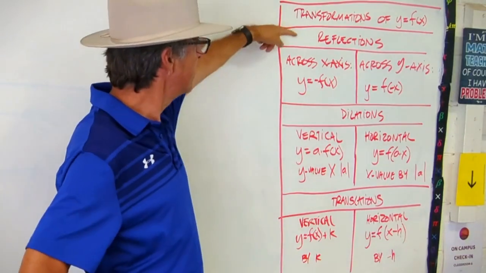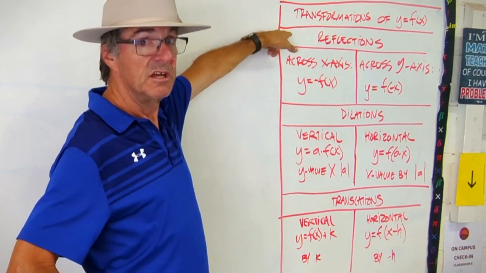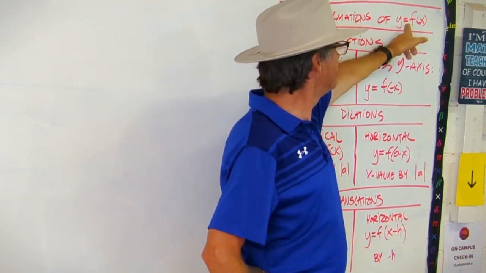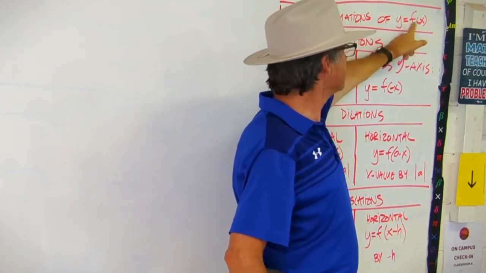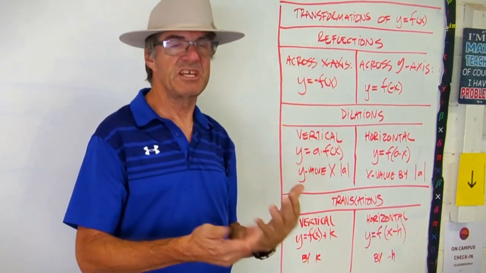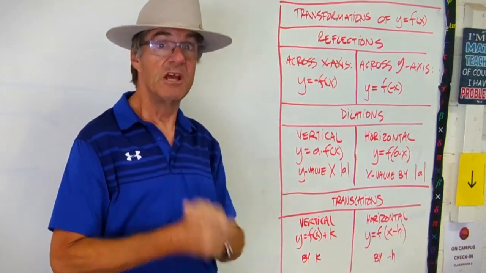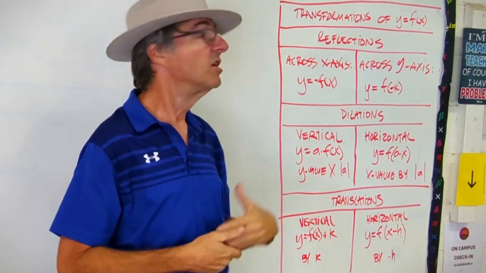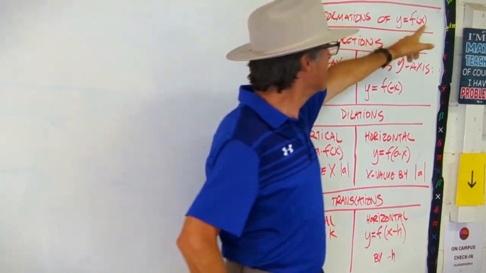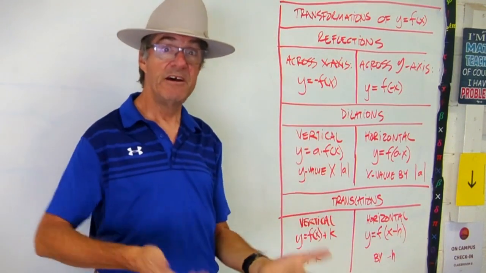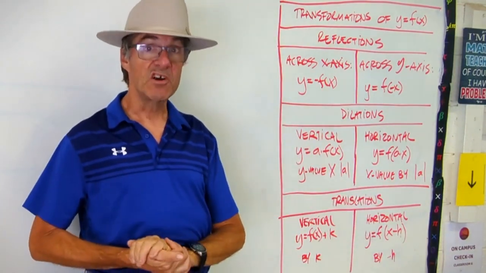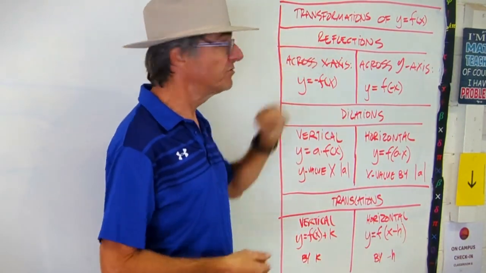So the first type of transformation is a reflection. And what we're doing is we're changing this basic equation, y equals f of x. Remember, f of x is really just the result of putting in a number for x in a function. It spits out f of x or y. So what we're talking about is what happens to y when we make a change to the function. So first one is reflections.